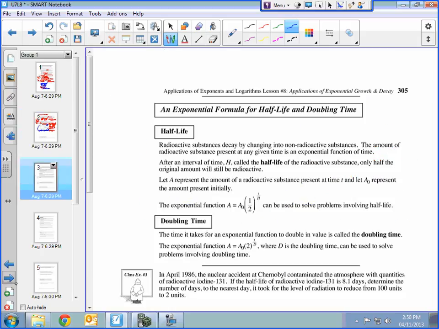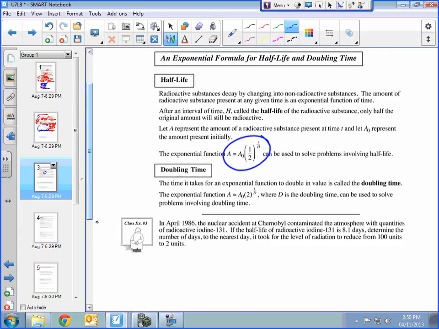Okay, so let's talk about half-life and double time. If I'm ever talking about half-life, pretty straightforward. Your base is 1/2, okay, that's going to be your formula. Your A is going to be the radioactive substance after it happens. Your A naught is your initial amount of radioactive substance. Your T is the present time. Your H is your half-life. We'll talk about that soon.